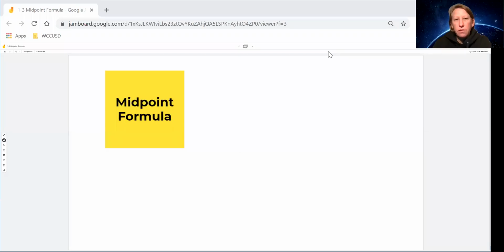Hello students, we're going to talk about the midpoint formula. The midpoint formula helps you find out where the middle point is of a line segment. The midpoint is the point that divides a segment into two congruent segments.